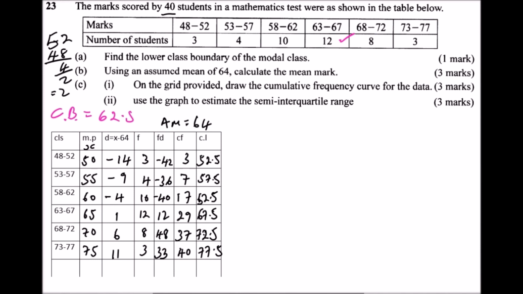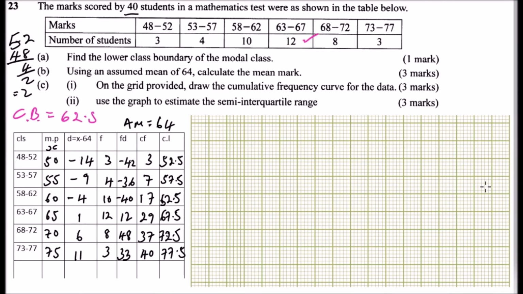part B, that part C, that is we draw the cumulative frequency curve. Use the cumulative frequency against the upper class boundary. So let's go ahead and do that.